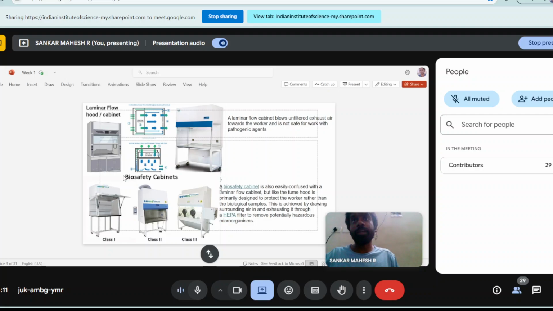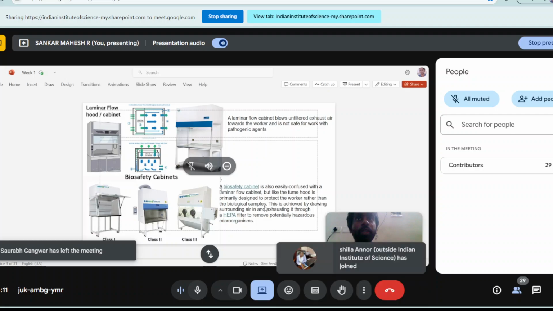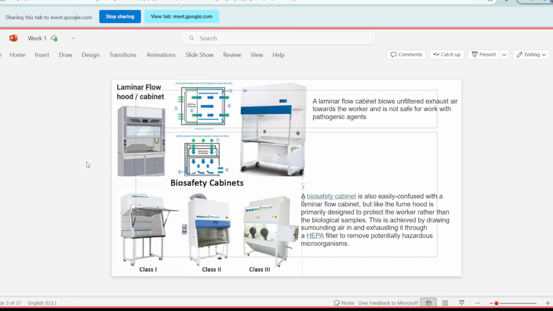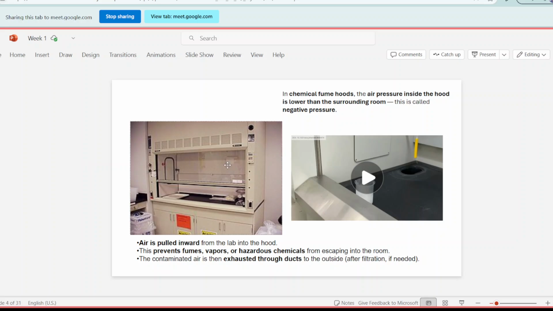Whereas in a biosafety cabinet, you don't have air blowing towards the user. In the biosafety cabinet, the worker who is going to use the hood is prioritized. So to protect the worker, the air from inside is actually sucked in. This is similar to how chemical hoods also work. In a chemical hood, you have a similar setup. Because there is a negative pressure, whatever fume you have within the chemical hood is sucked in. This way, no chemical that is inside the hood will reach the user.